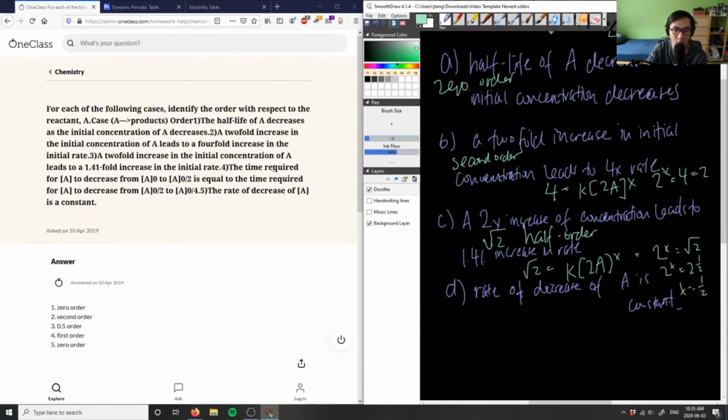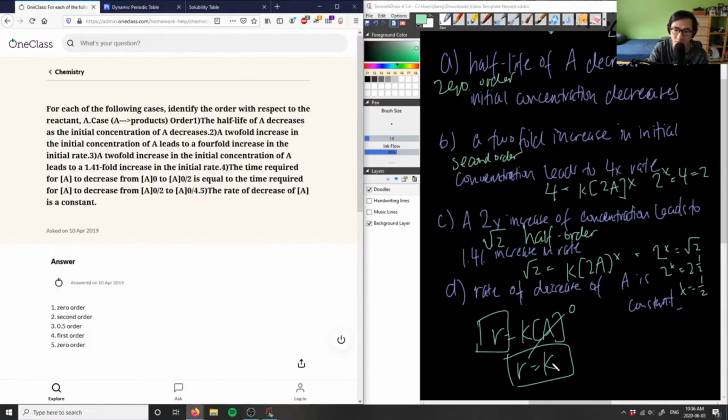And then finally, for 4, it says the time required for A to decrease from A0 to A0/2 is equal to the time required for A to decrease from A0/2 to A0/4. The rate of decrease is constant. If the rate of decrease is constant, then the concentration here does not even matter in the first place. So if I'm decreasing this and it's not affecting the rate, the rate is going to be the same, then this has to be the 0th order. So rate only depends on your constant here. This is the big giveaway: the rate of decrease of A is a constant. So this here is the constant k, which means the order x is going to be 0, the 0th order. So the solution here is correct.